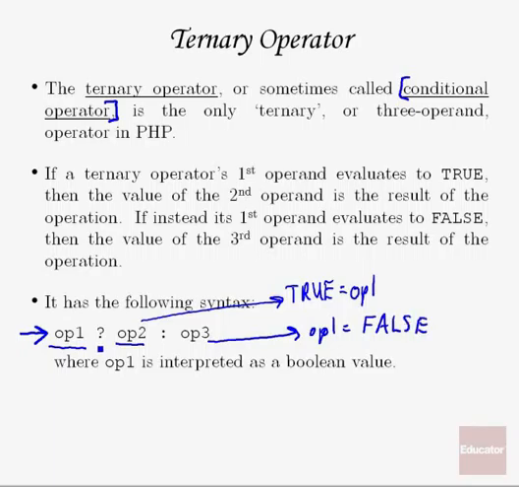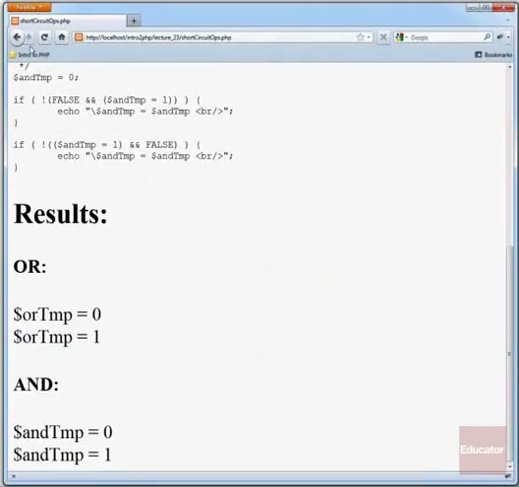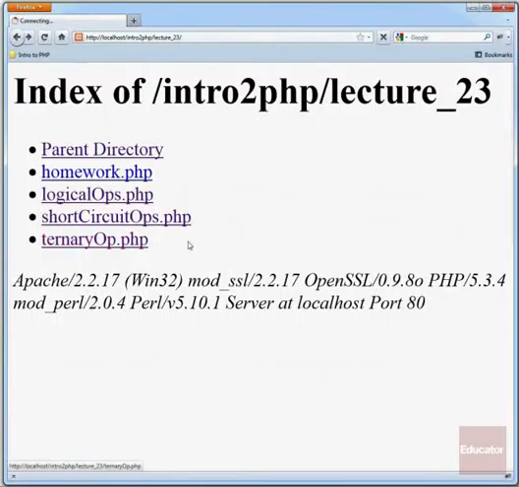And again, to mention, it uses a question mark to separate the first and second operands, and the colon to separate the second and third. So again, if op1 is true, the second operand is the output of the ternary operation. If op1 is false, the third operand is the output of the ternary operation. So let's take a look at a script that demonstrates that, ternary op.php.